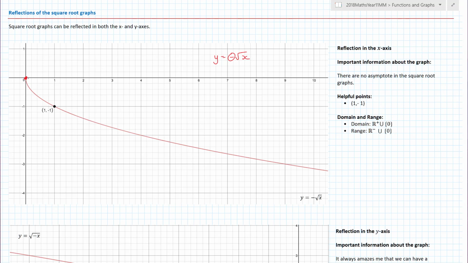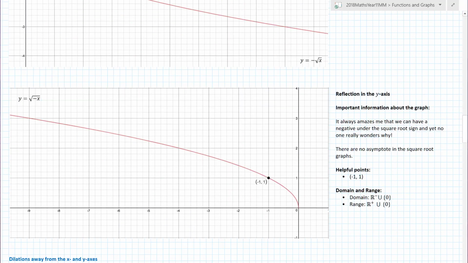All right, the domain actually stays the same. Sorry, I said it flips, I meant the range. But the domain still goes from 0 to infinity. But in this situation, the range goes from -infinity to 0. Yeah, because the range is now underneath the x-axis.